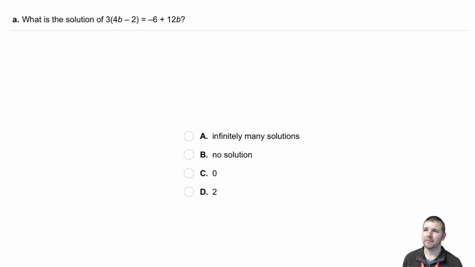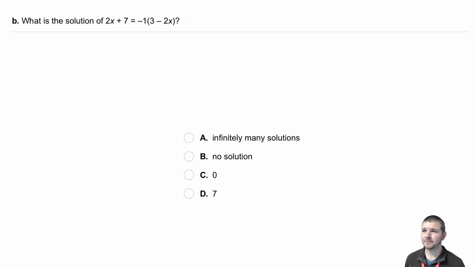Your turn, part A. What is the solution of 3(4b - 2) = -6 + 12b? Part B. What's the solution of 2x + 7 = -1(3 - 2x)?